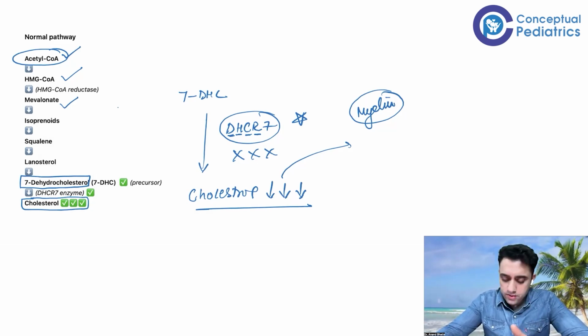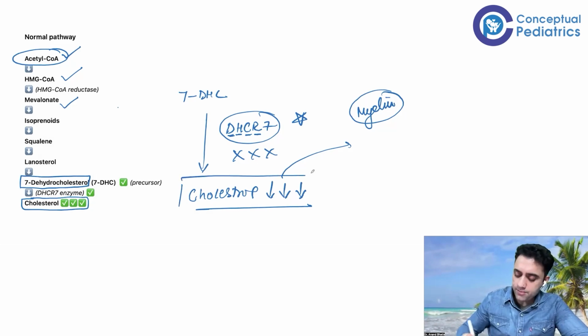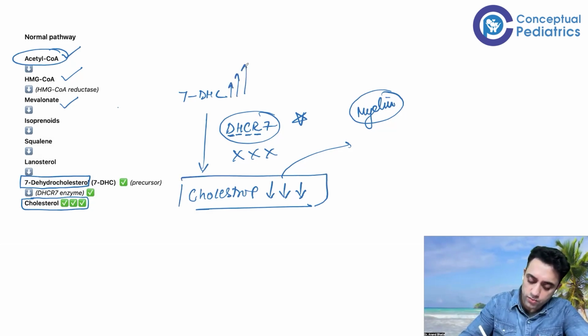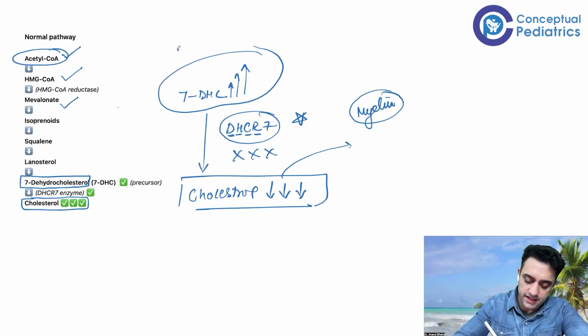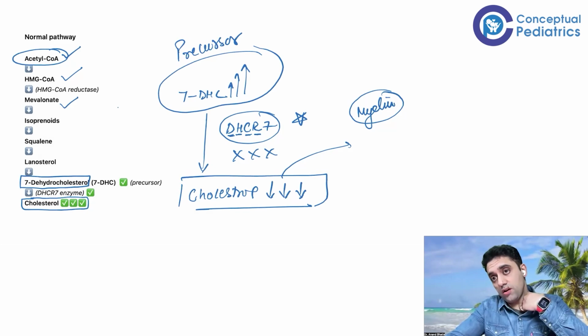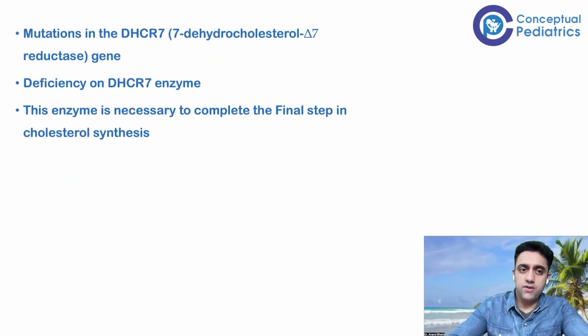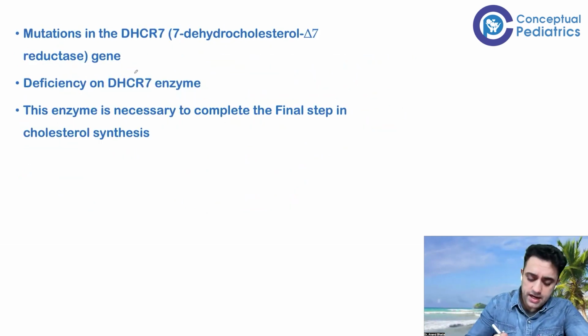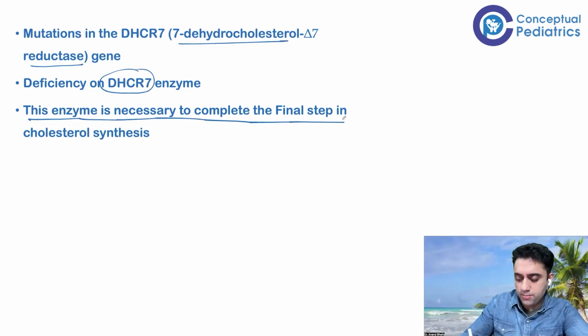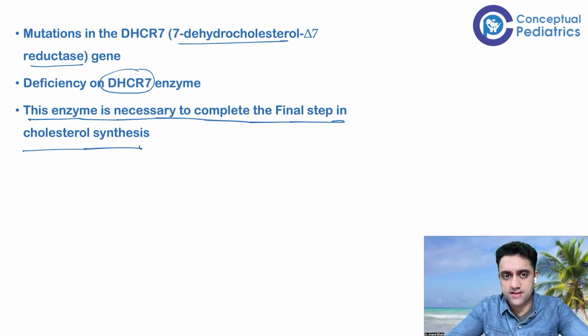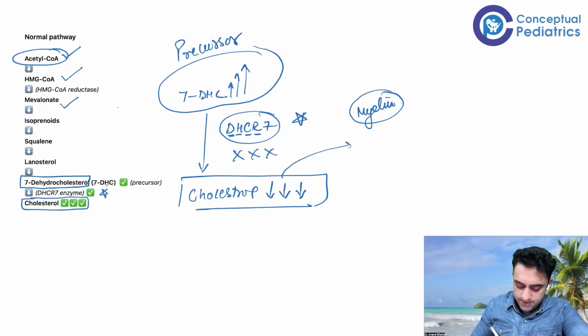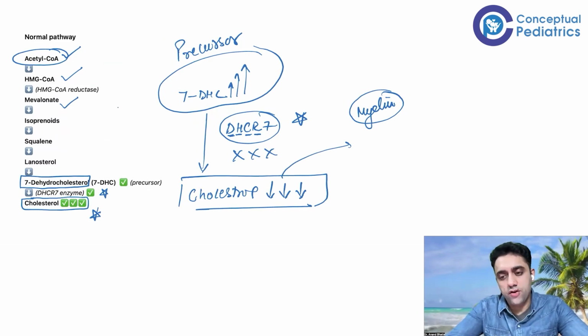Okay, number one. Number two, very importantly, there's a decrease in the production of cholesterol, and more 7-dehydrocholesterol will be there. This is the precursor basically. So there is abnormal accumulation of 7-DHC and decreased production of cholesterol. That is one thing you should know. This dehydrocholesterol reductase enzyme is necessary to complete the final step in cholesterol synthesis. So yes, this DHCR enzyme is very important in the final step of cholesterol synthesis.